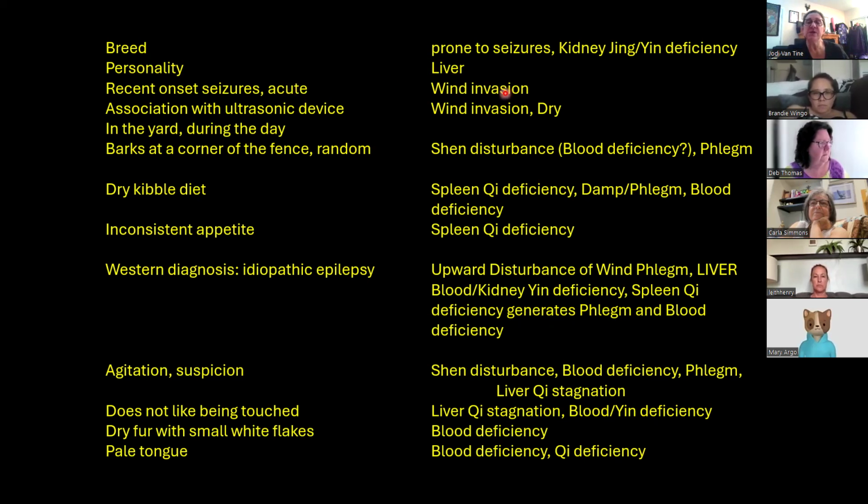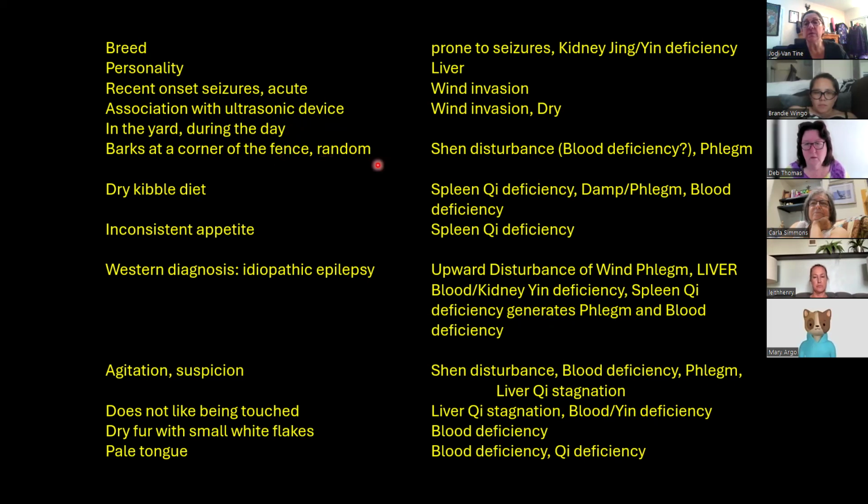And I said a wind invasion, so that means that wind, remember we talked about the 6 evils. The wind is a pathogenic factor that will blow in and carry other pathogenic factors into the body. So the association with the ultrasonic device for me would be a wind invasion, and the pathogenic factor would also include dry. He stays in the yard during the day. I didn't really have anything that came to mind necessarily for that. Barking at a corner of the fence is kind of random.